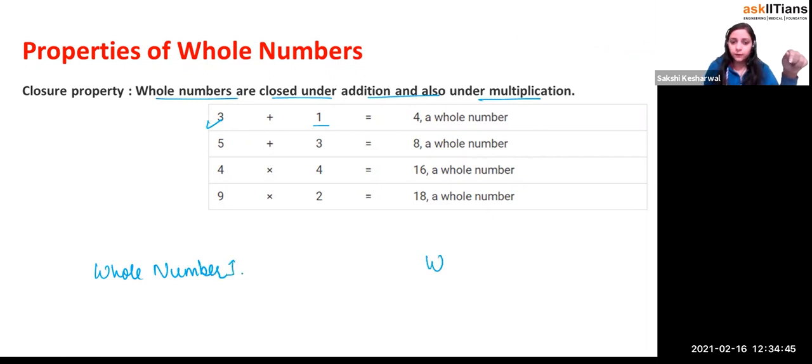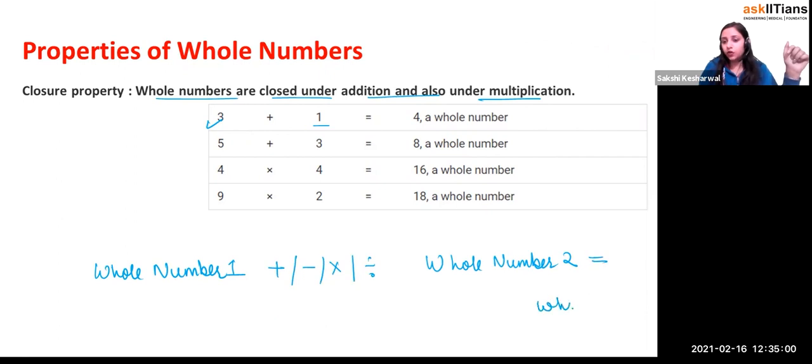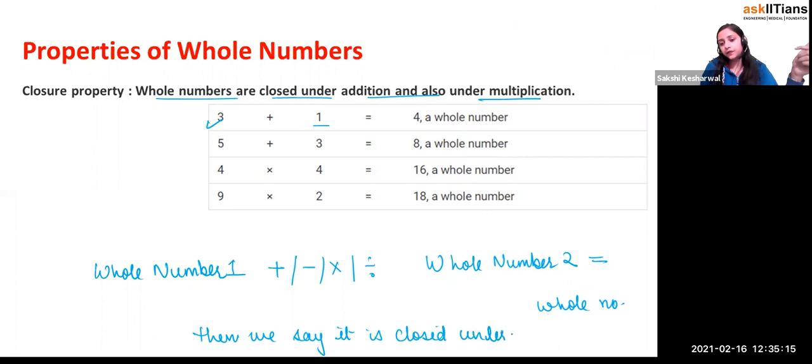If you take whole number 1 and whole number 2, and you apply a mathematical operation, so what is a mathematical operation? Plus, minus, into, and divide, right? The answer has to be what, beta? Whole number. Then we say it is closed under that mathematical operation, right? The operations are plus, into, minus. This is really very important, right?